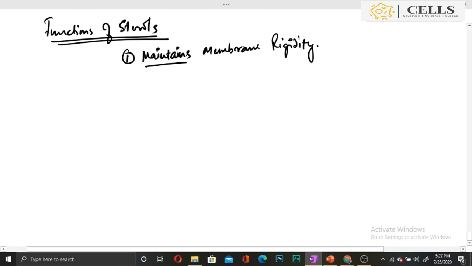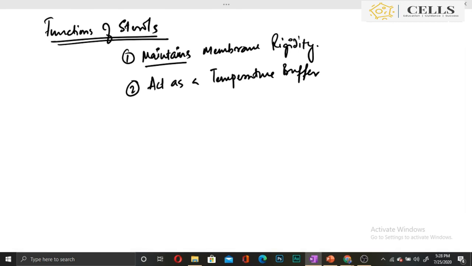Point number 1. Sterols act as a, it's a very important statement, they act as a temperature buffer. Means if you change the temperature higher or lower, the membrane configuration will remain constant. So it is acting as a temperature buffer. We have pH buffers. If you change the pH, the buffer will maintain the pH. Similarly, even if you change the temperature, they will maintain the condition of the membrane.